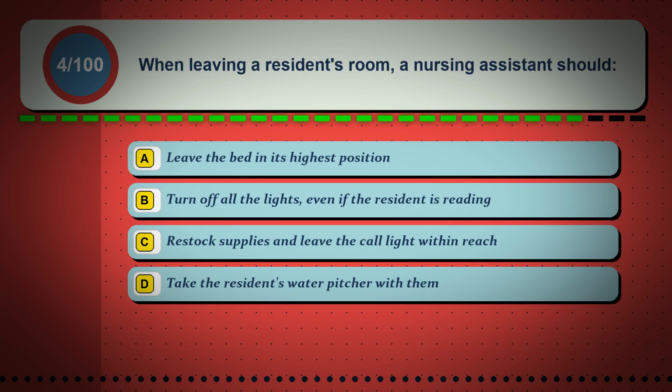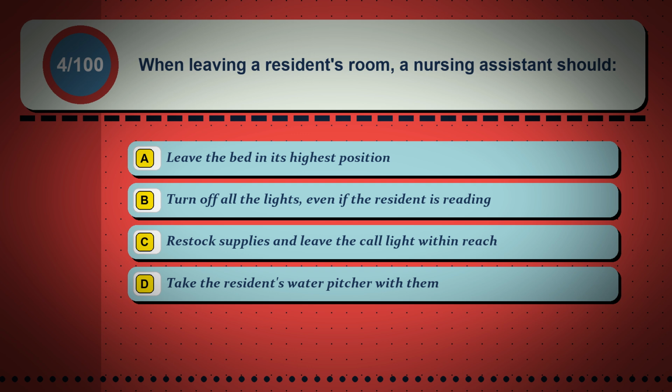Question 4. When leaving a resident's room, a nursing assistant should: Option A, leave the bed in its highest position. Option B, turn off all the lights, even if the resident is reading. Option C, restock supplies and leave the call light within reach. Option D, take the resident's water pitcher with them.